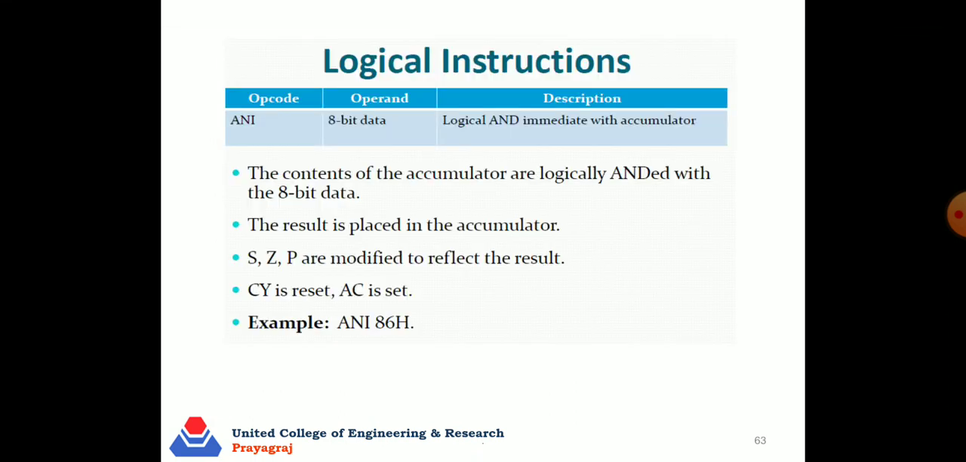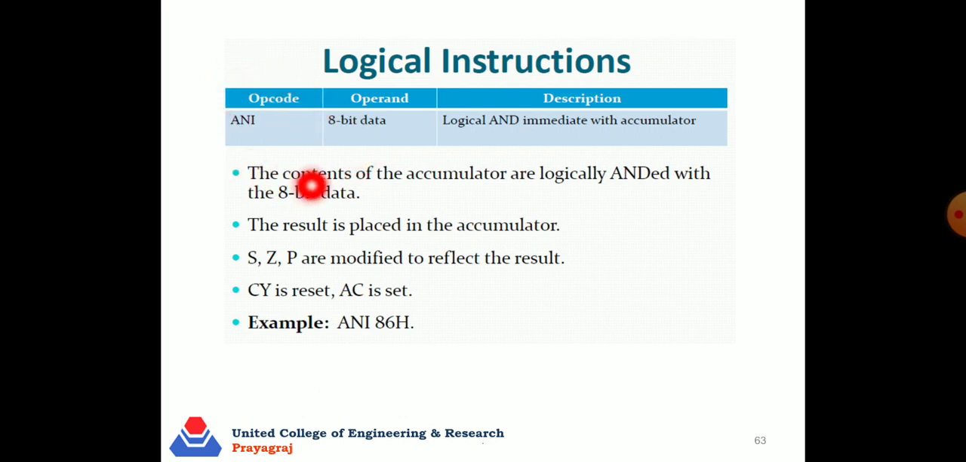Next instruction, it is ANI. That means, what is the meaning of I? It is the immediate, as we previously told. The meaning of I is immediate. That means logical AND with 8-bit data.